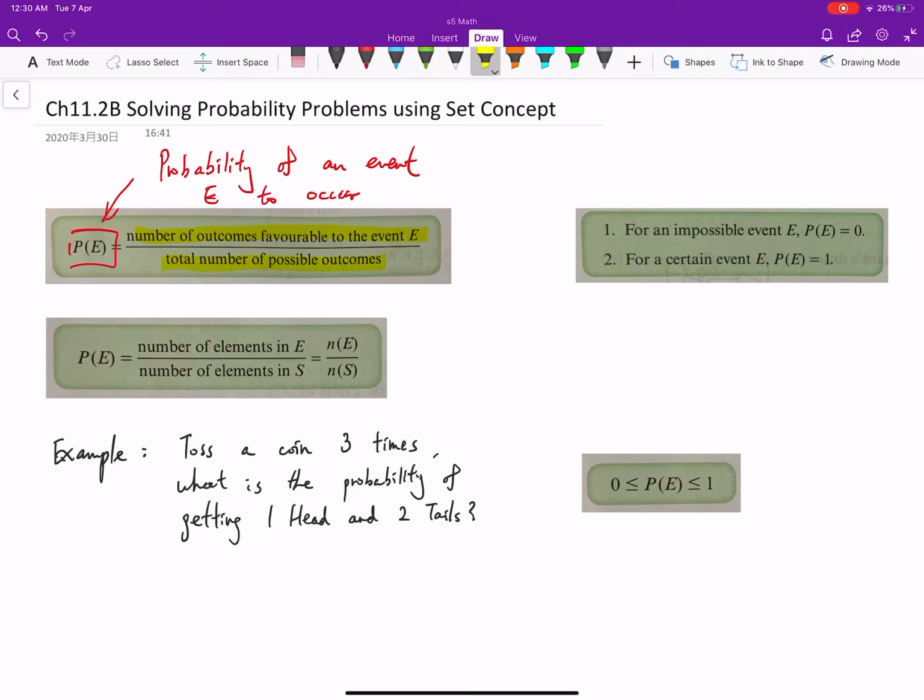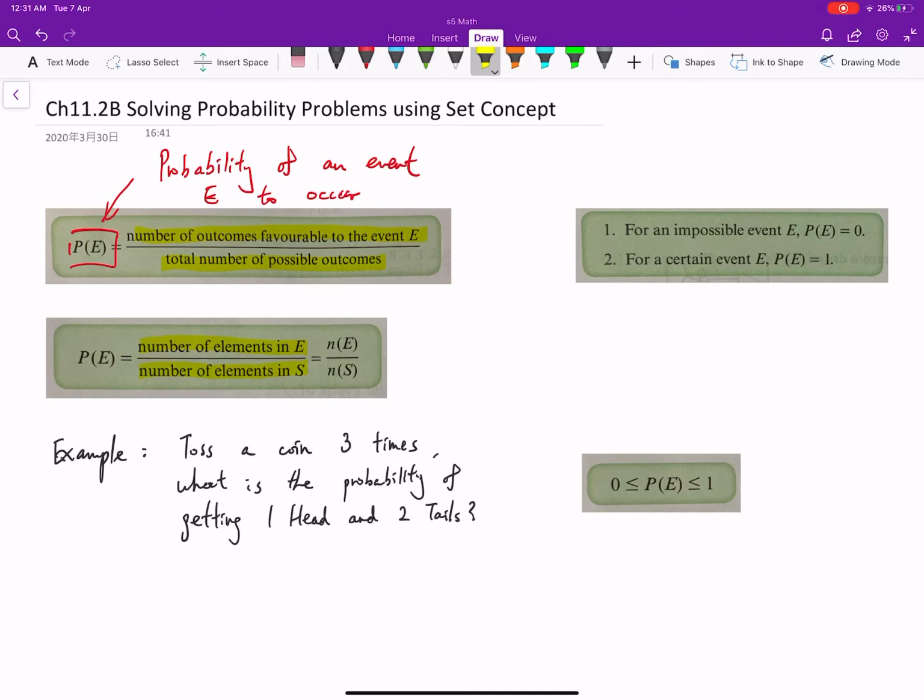Okay, and we just learned the set notation. If we use the set notation, it means the number of elements in E over the number of elements in S. S means the sample space, and it contains all the possible outcomes. Let's use the following example to illustrate. Toss a coin 3 times. What is the probability of getting 1 head and 2 tails?